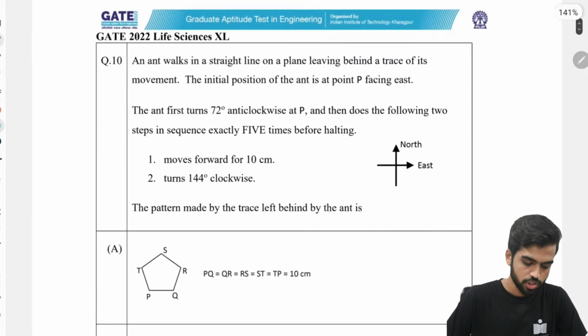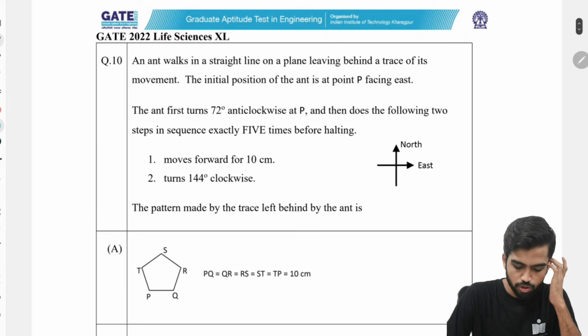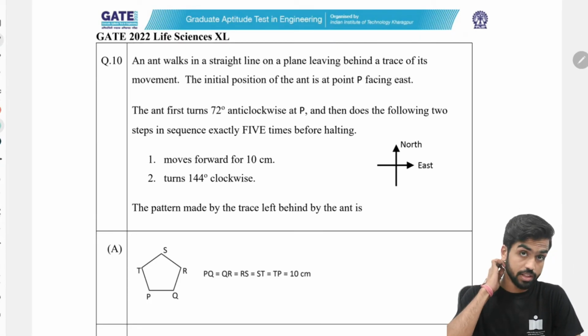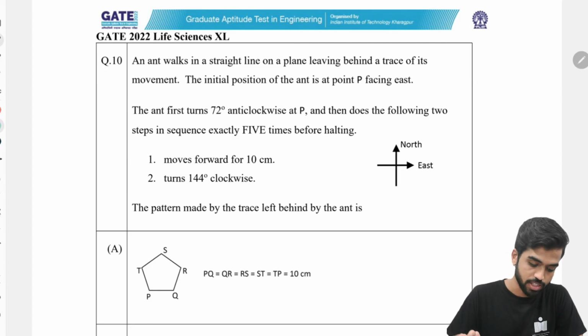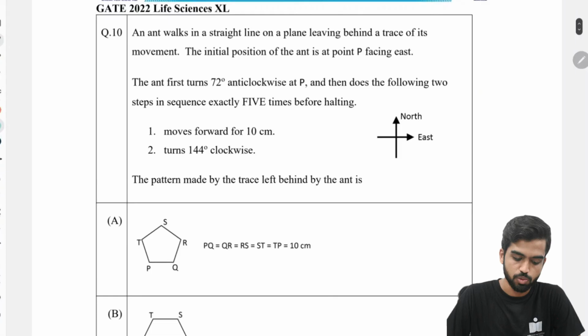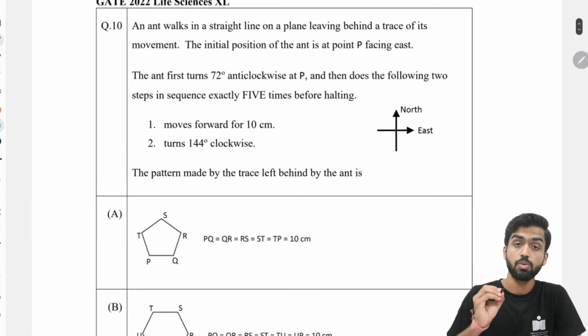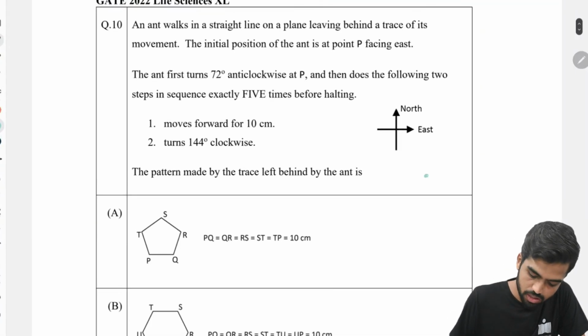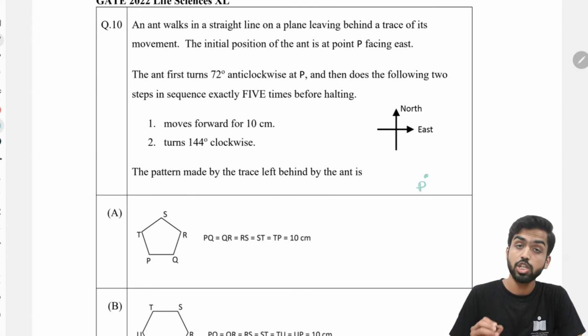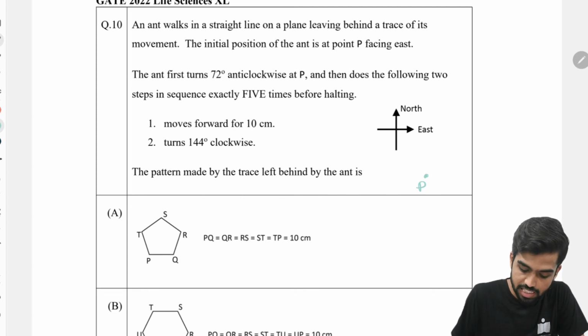For the next question, we will definitely need a pen and paper to place it and then imagine it. It is not something that we can imagine. An ant walks in a straight line on a plane, leaving behind a trace of its movement. The initial position of the ant is point P, and the ant is initially facing east.